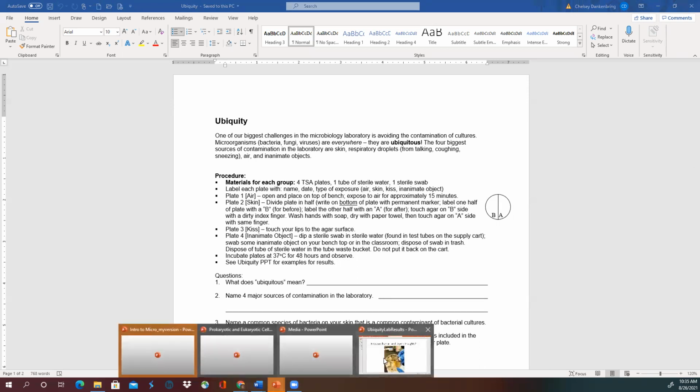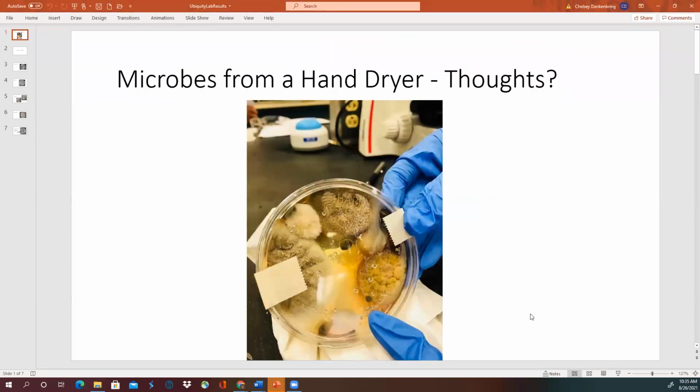So to start this lab, I want to show you this photo, which went viral a few years ago. Somebody brought a Petri dish to some restaurant or convenience store somewhere, and they placed it under one of those hand dryers, the ones that blow hot air at you. And then they incubated the plates, they let organisms grow, and this is what they got. And it went viral, and people panicked about, oh my gosh, these are so unsanitary, we can't use them.